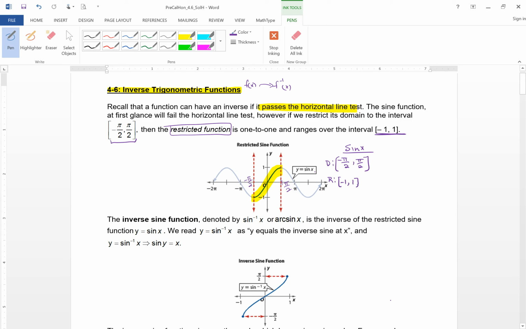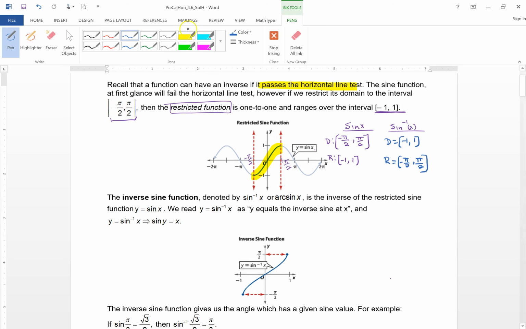Now, the inverse function is written as sine inverse of x. So let's recall, when we just had f of x and inverse f of x, how did that affect the domain and range? They swap, right? So for the sine inverse, the domain is going to be negative 1 to 1. And the range is going to be negative pi over 2 to pi over 2, right? So we're just swapping domain and range, just like how we did it for all the other inverse functions.